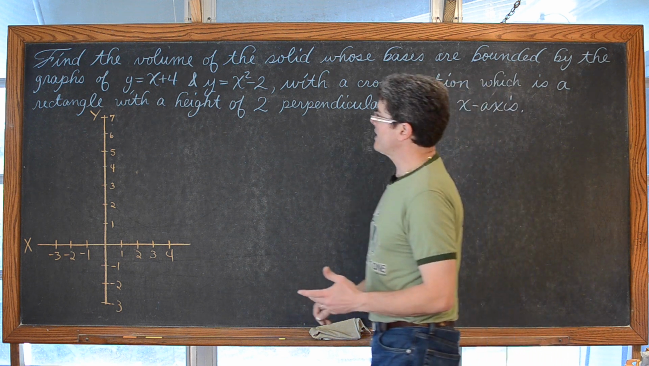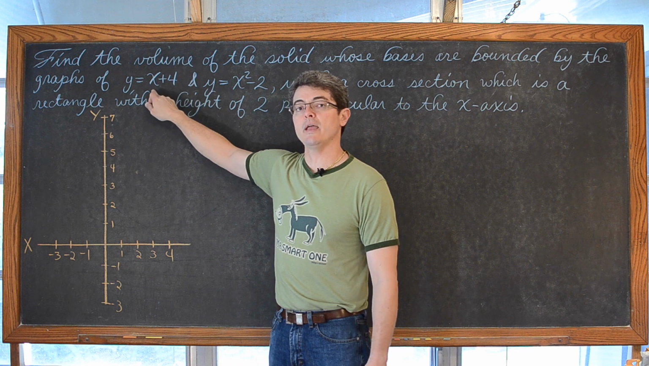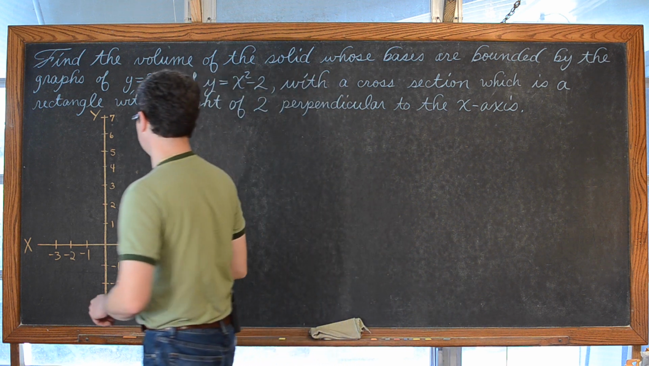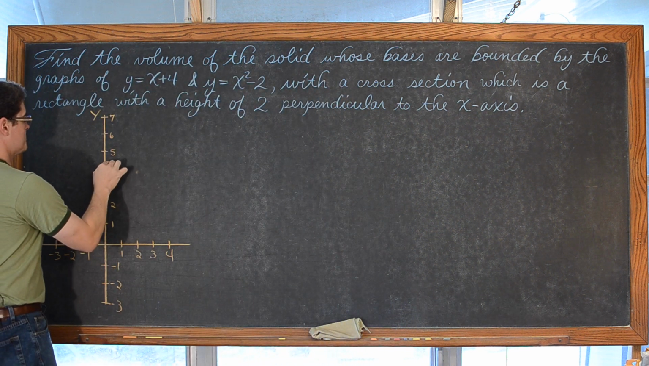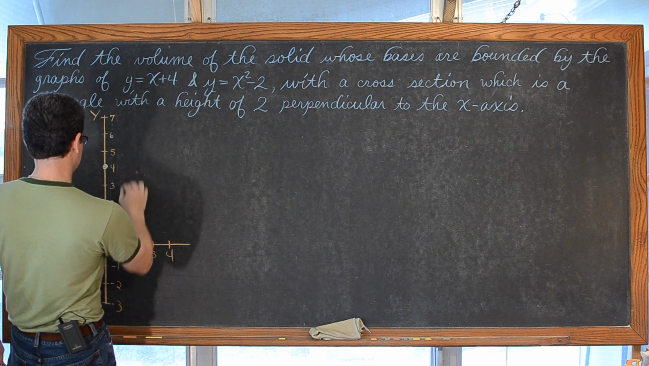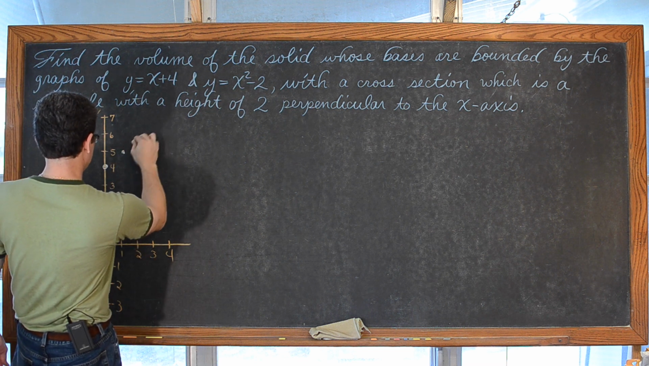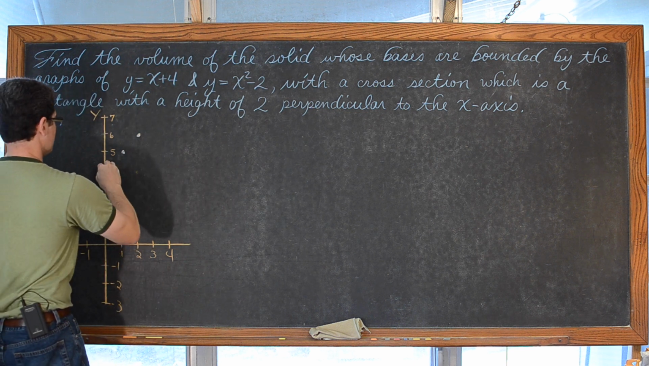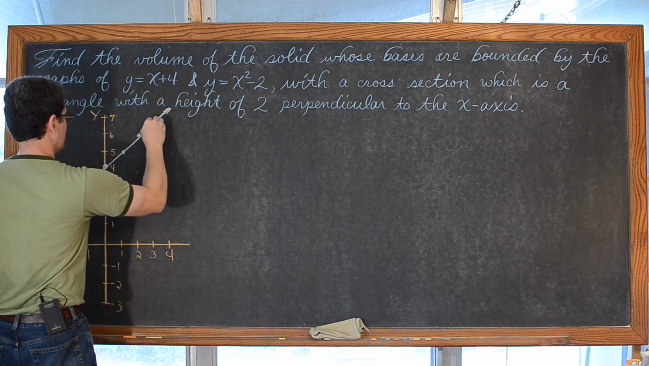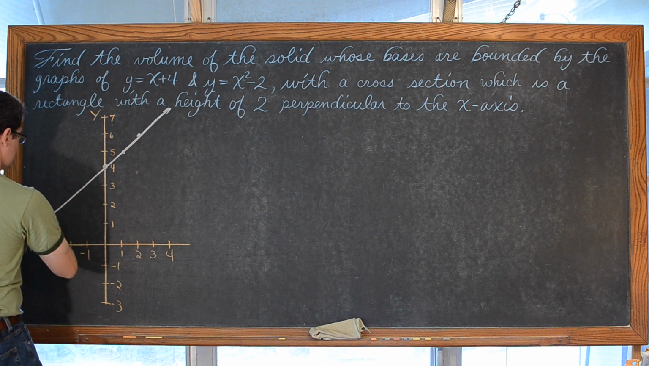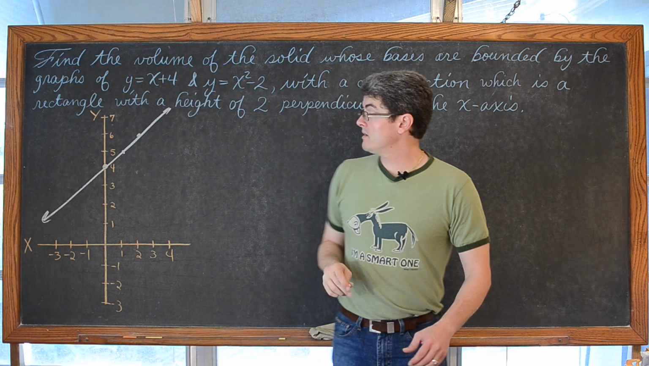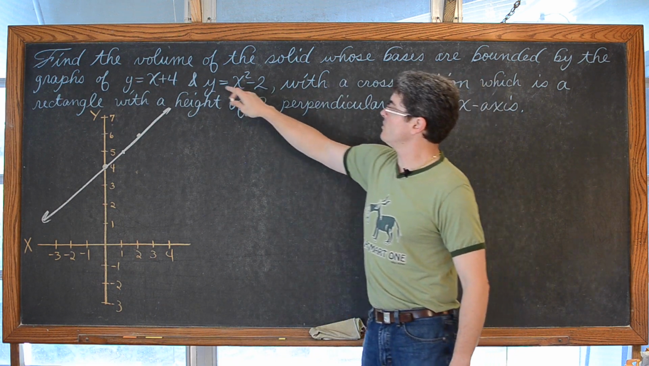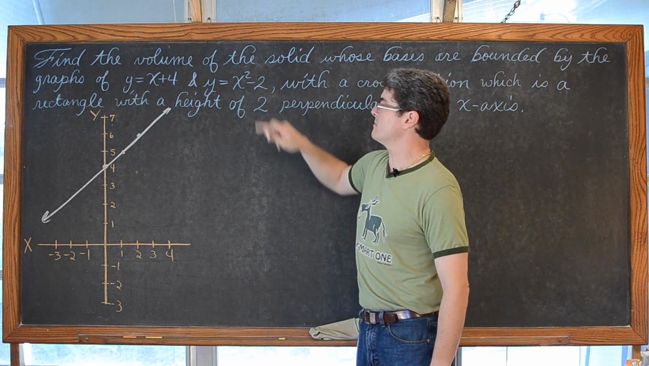So we've got a line whose y-intercept is 4 and slope is equal to 1. So we've got a y-intercept of 4 and up 1 and over 1. And again, we have a line that looks something like that. And a parabola, y equals x squared minus 2.